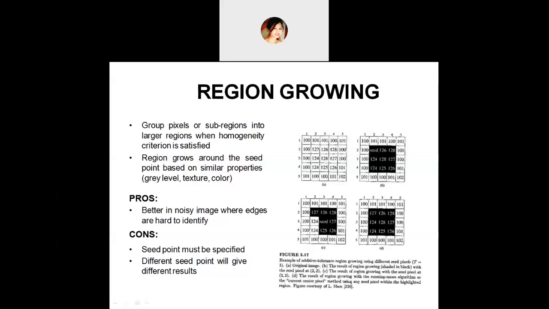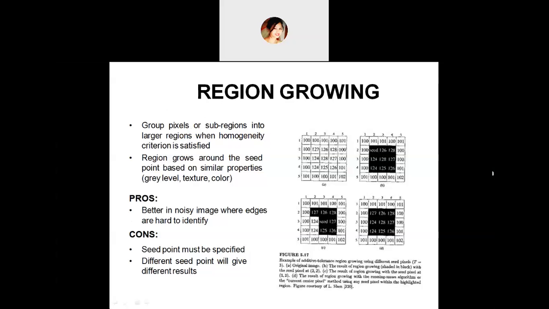Homogeneous means what? What do you understand by homogeneous? Same. Okay. No one is replying today. Only Tafazul is replying. And Sajid is replying. What about the rest? Yes. Similar. Yes. Same, similar. So grouping of pixels or the subregions into some larger regions when homogeneity criterion is satisfied.